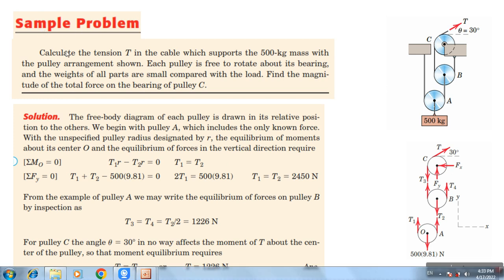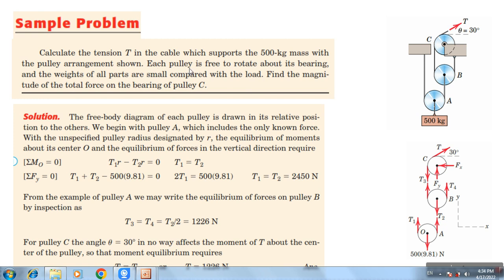Example problem. Calculate the tension T in the cable which supports the 500 kilogram mass with the pulley arrangement shown here in this figure.